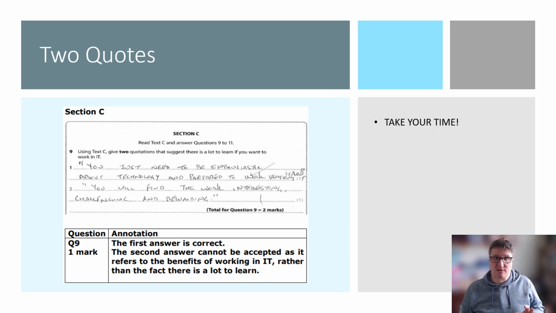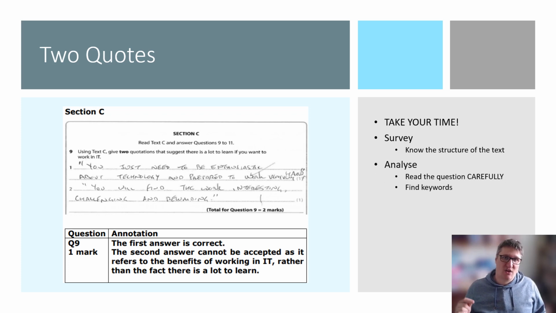On this question, take your time. Take a deep breath. Know the structure of your text. Read the question carefully. You can find key words, but read that question again. Give 2 quotations. How many quotations? That's right, 2 quotations that suggest there is a lot to learn if you want to work in IT. There's 2 things there. There is a lot to learn if you want to work in IT. These are 2 elements that your quote must have.